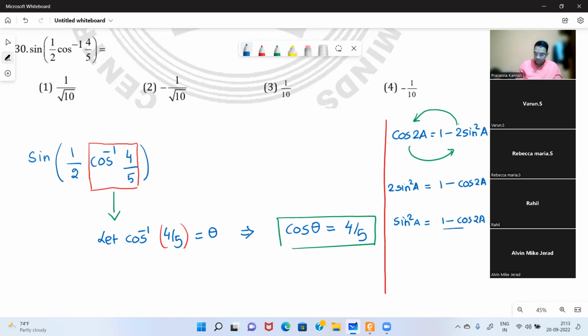1 minus cos 2a by 2. Okay. Sin a will be plus or minus square root of 1 minus cos 2a by 2. Yes, this is an important expression. This we had done. Sin a is equal to plus or minus root of 1 minus cos 2a by 2.